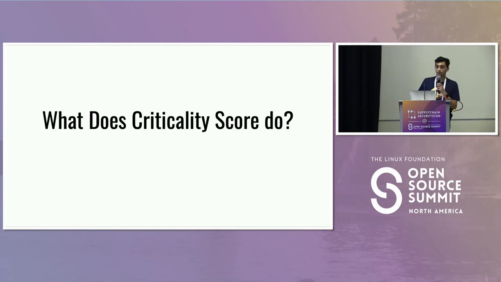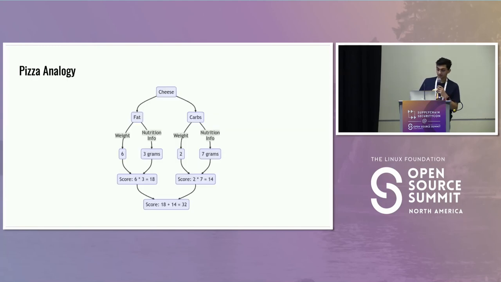Okay, so before we dive into the demo, let me give you a quick overview of what Criticality Score does. To do this, let's take an analogy of ordering a pizza. In this analogy, we can only afford to add one topping, but we won't pick the topping that's the worst for our health, because we're away from home, at a conference, and just want to indulge. So we can mathematically calculate the badness of each topping using factors like fat, sodium, and carbs, and then assign weights to each of these factors.